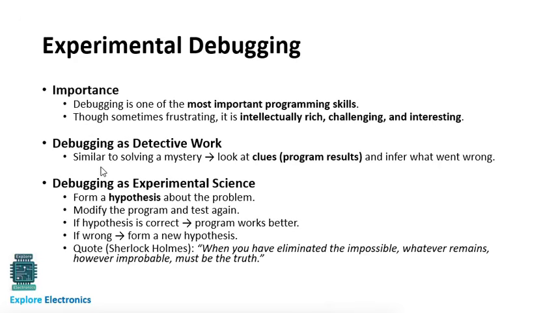Debugging as detective work, similar to solving a mystery. It is very similar to solving a mystery. Look at clues, program results, program outputs. Look at the outputs and according to that, go back to the program and make changes in the program. Debugging as experimental science. Form a hypothesis about a problem. Modify the program and test again. Whenever you get some errors, make some modifications in the program and test again. If the hypothesis is correct, then the program works better. If it is wrong, form a new hypothesis.